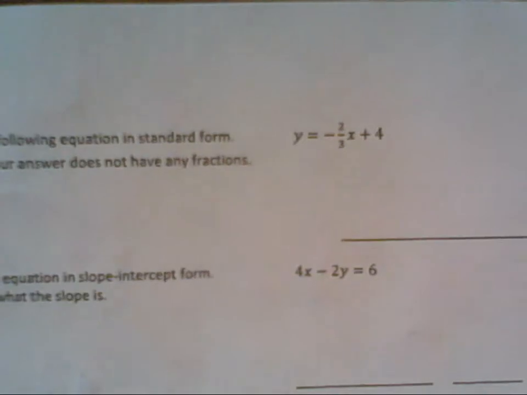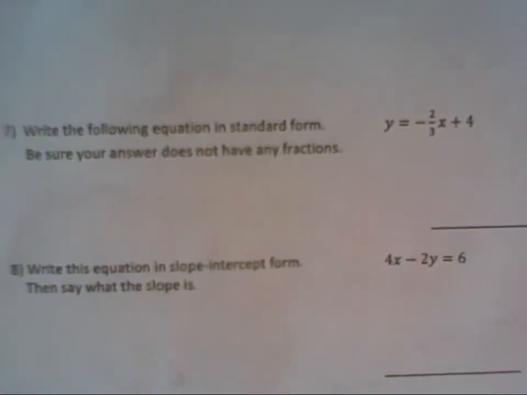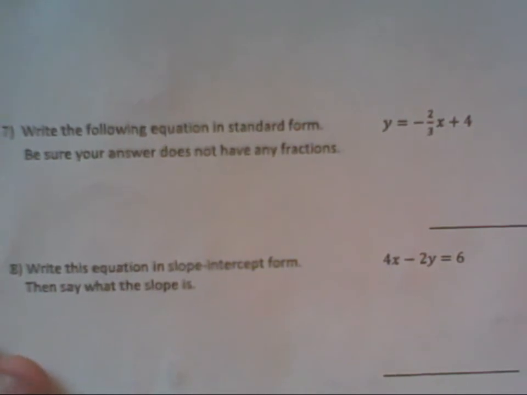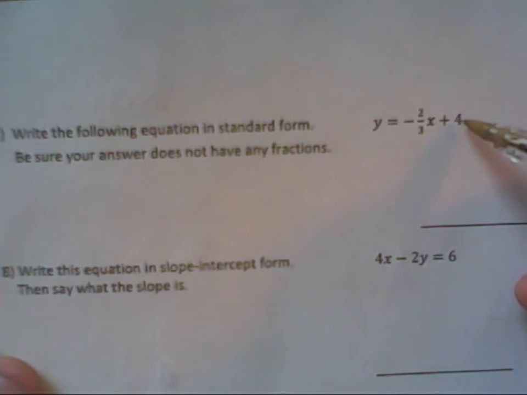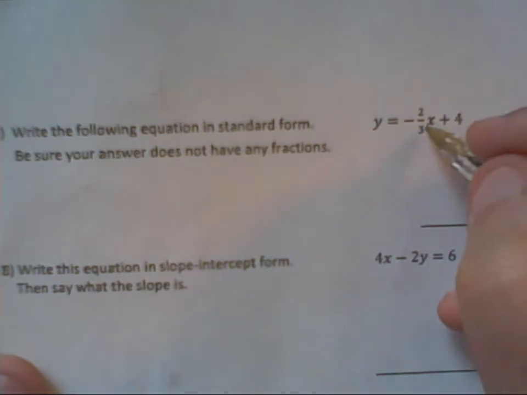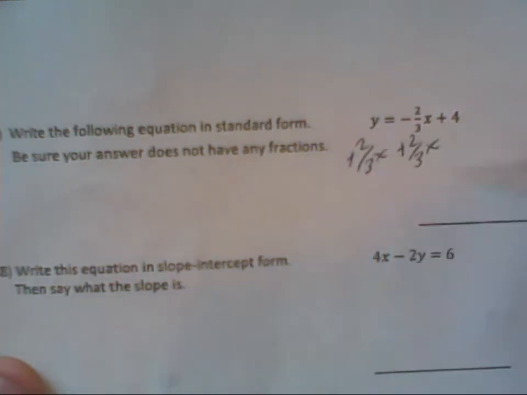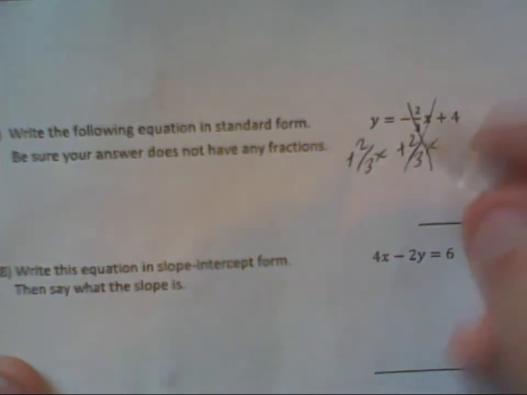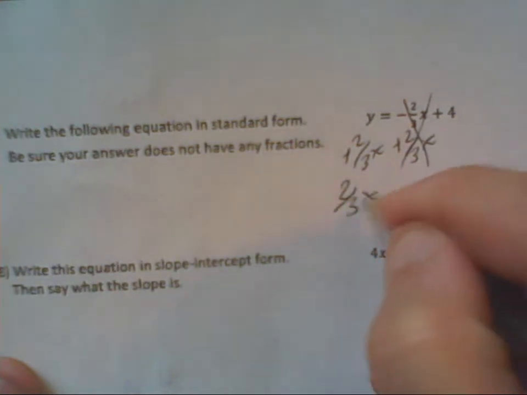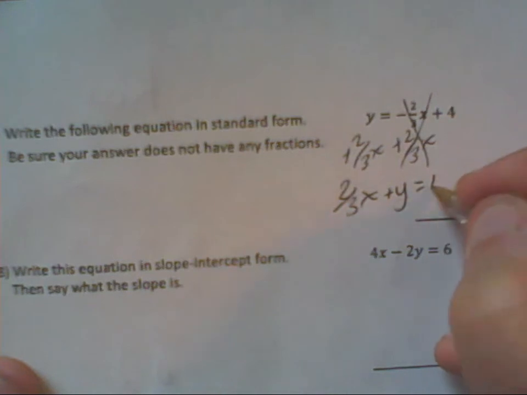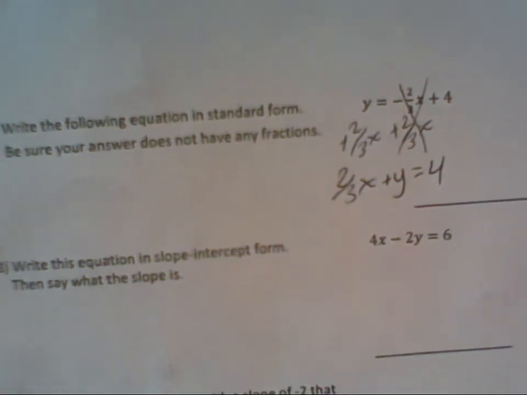On the back side, starting with number 7, it says write the following equation in standard form. And then be sure your answer does not have any fractions. So to put this equation here in standard form, we want to first get the x and the y on the same side of the equation. So we're going to add 2/3 x to both sides. Negative 2/3 x plus 2/3 x is nothing. So I would have 2/3 x plus y on the left-hand side of the equation, and that's going to equal 4 on the right-hand side of the equation.